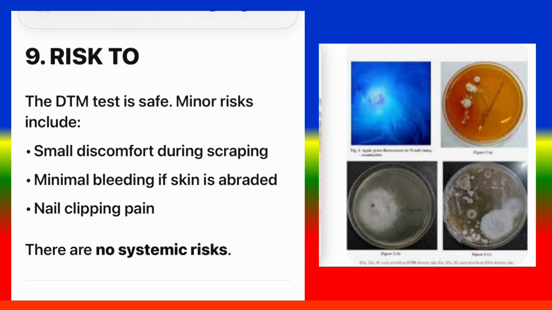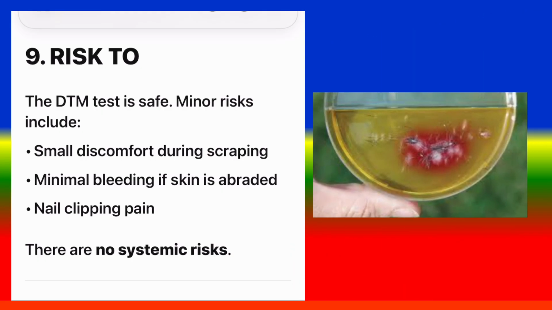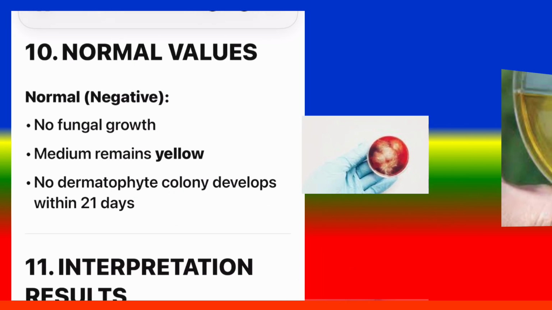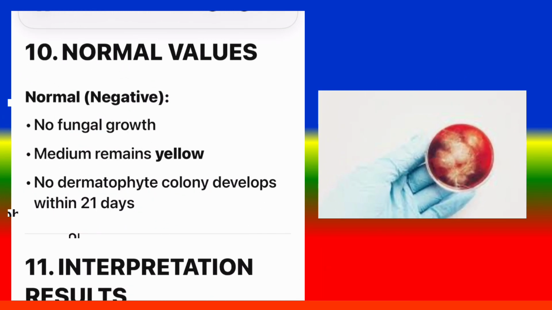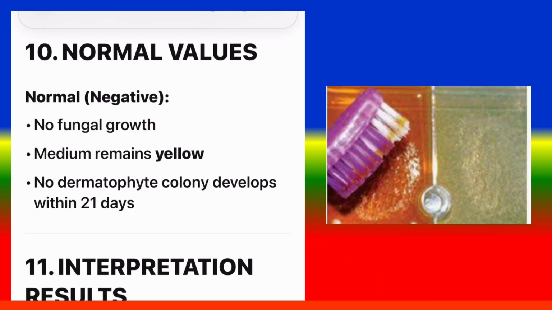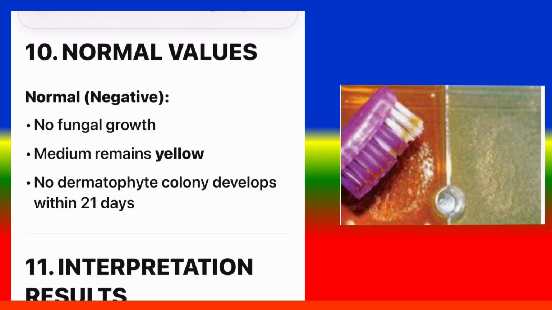Number 9. Risks. The DTM test is safe. Minor risks include small discomfort during scraping, minimal bleeding if skin is abraded, and nail clipping pain. There are no systemic risks. Number 10. Normal values. Normal, negative: no fungal growth, the medium remains yellow, and no dermatophyte colony develops within 21 days.